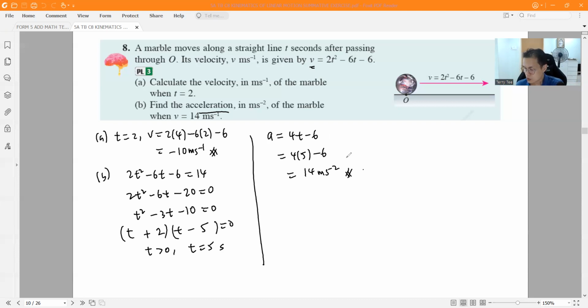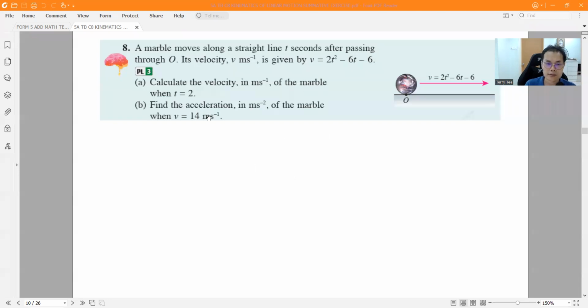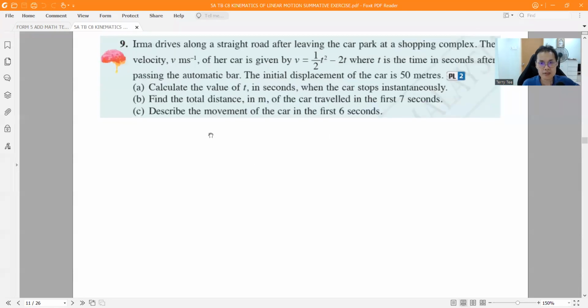So let's move on to question number 9. Irma drives along a straight road after leaving a car park in a shopping complex. The velocity is given like this after passing through the automatic bar. So the initial displacement is 50. Calculate the time when the car stopped instantaneously.